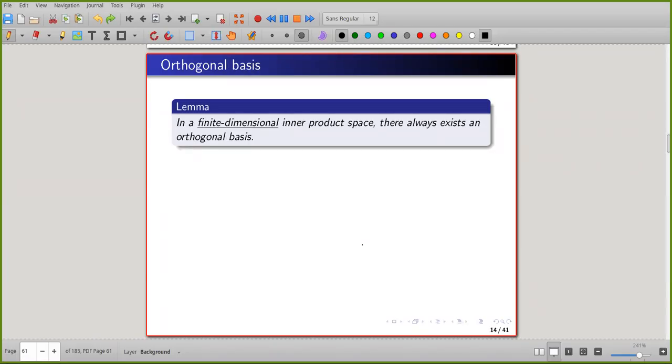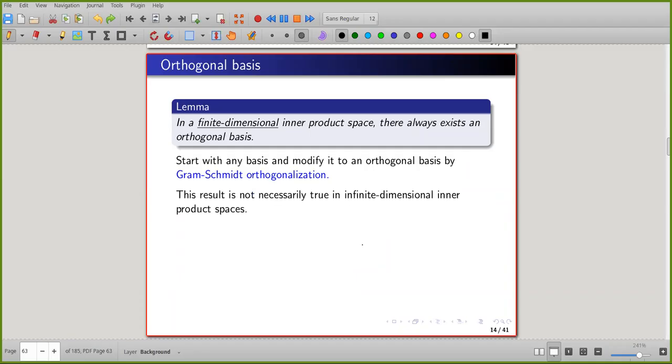So orthogonal basis. Here's another lemma. In a finite dimensional inner product space, there always exists an orthogonal basis. The proof is simple. We start with any basis and modify it to an orthogonal basis by the Gram-Schmidt orthogonalization process. If you don't remember this, today is a good time to revise it. This result is not necessarily true in infinite dimensional inner product spaces.